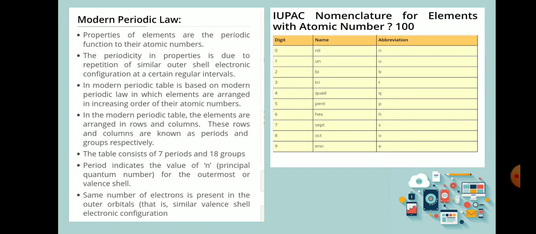Fourth, in the modern periodic table, the elements are arranged in rows and columns. These rows and columns are known as periods and groups respectively. Fifth, the table consists of 7 periods and 18 groups. Sixth, period indicates the value of n, that is the principal quantum number for the outermost or valence shell. Seventh, the same number of electrons is present in the outer orbitals, that is, similar valence shell electronic configuration.